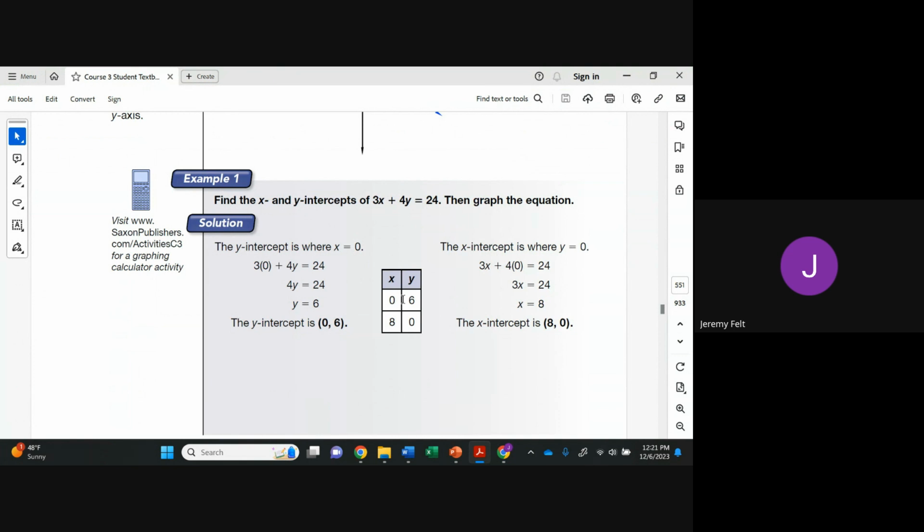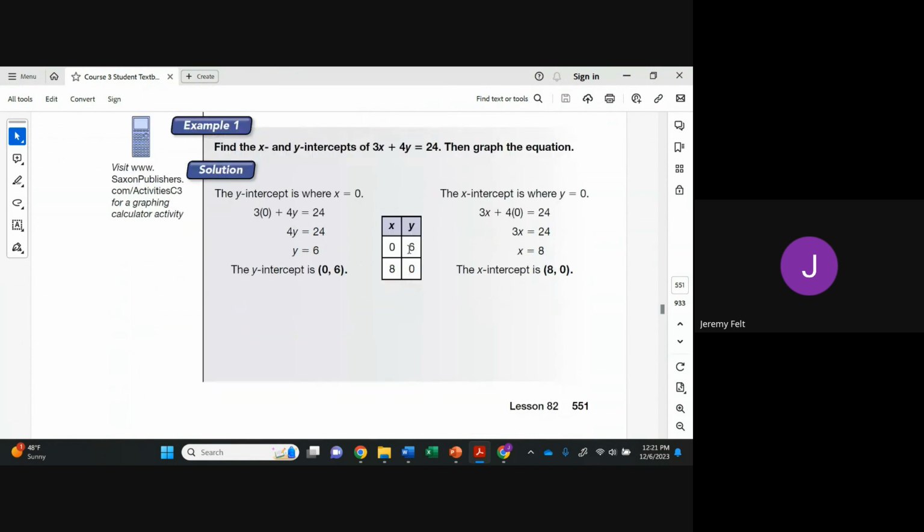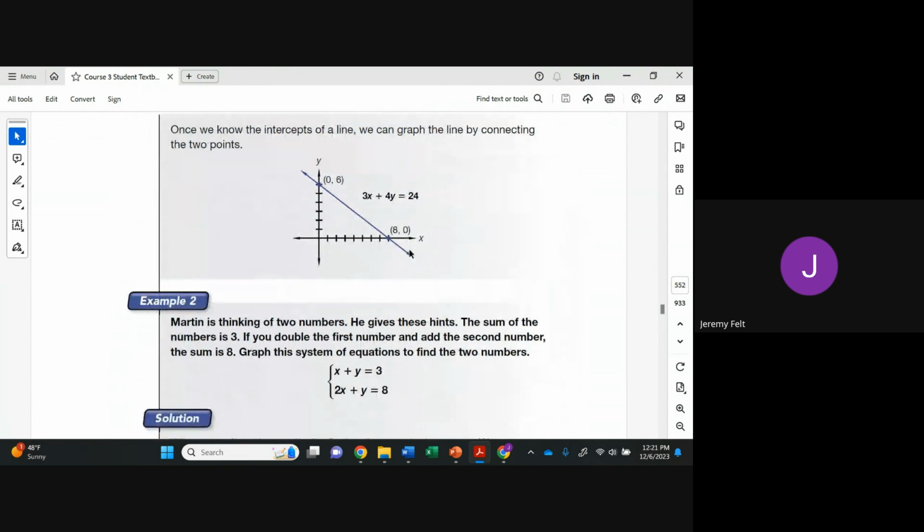If it was in y equals mx plus b form, we could still put in 0 for x, slope times 0 plus the y-intercept, that would tell us what y is, and then we could put in 0 for y and manipulate it to get x by itself. But when it's in standard form, it's a lot easier. We just put in 0. Any number times 0 is just 0. So then we end up with 3x plus 0 equals 24, or for x, we get 0 plus 4y equals 24. So it's a pretty simple step to get our 2 intercepts, which are the 2 points that we need in order to graph a line.